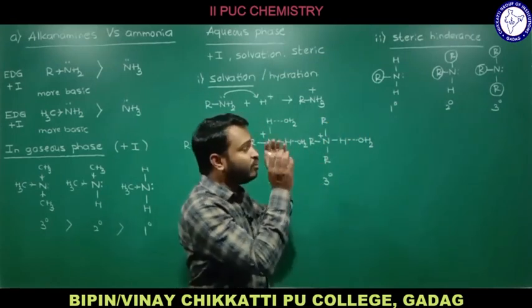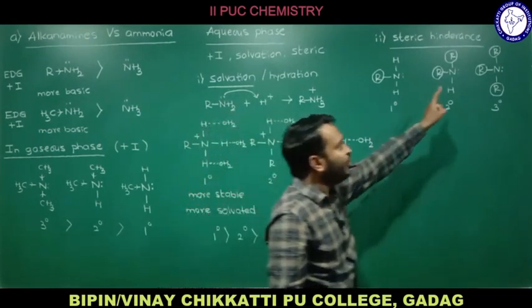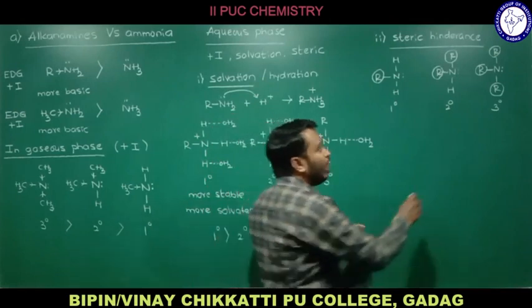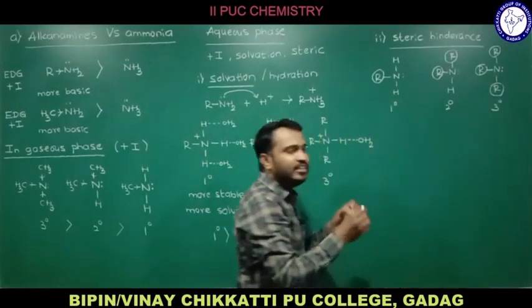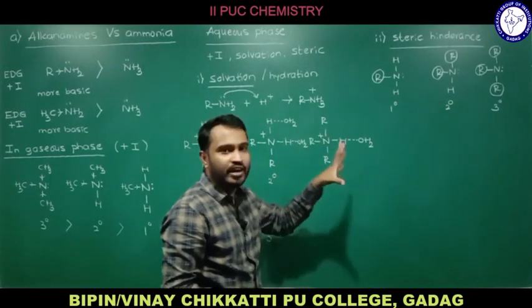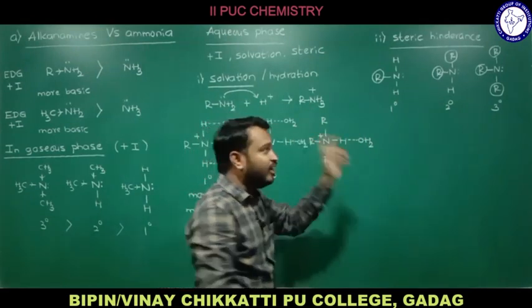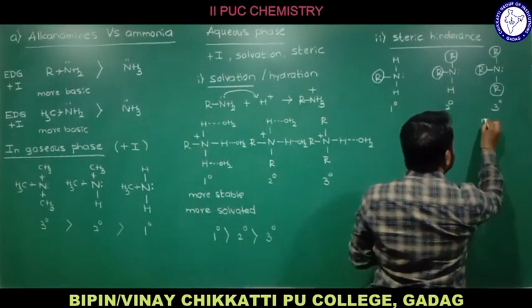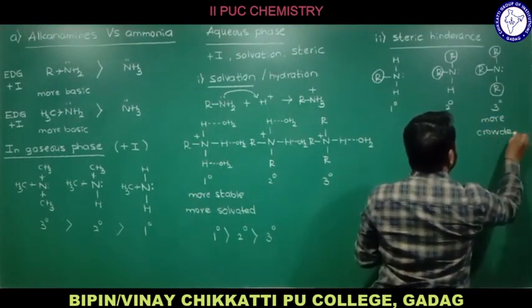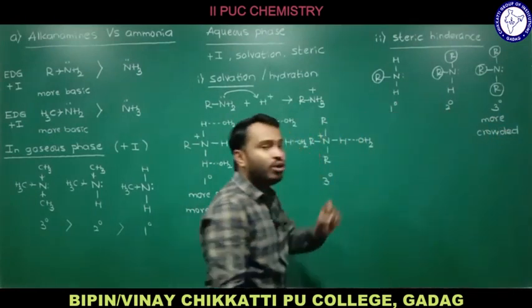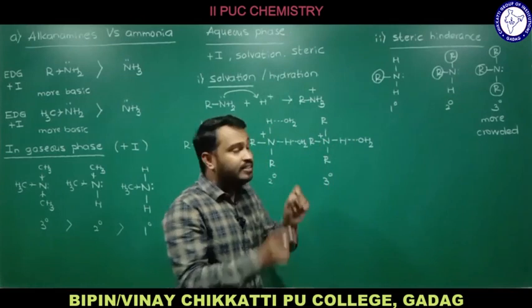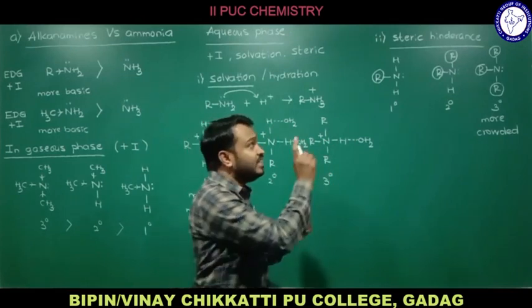Whereas in the case of tertiary amine, if you observe, we have 3 bulky groups, 3 alkyl groups. So if you want to approach these lone pairs of electrons, it is very difficult, because the lone pair of electrons is surrounded by bulky alkyl groups, and therefore what I am going to say here is this is more crowded. So these tertiary amines are more crowded, whereas the primary amine is the least crowded, and that effect is nothing but steric hindrance.